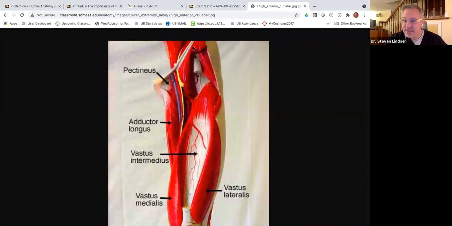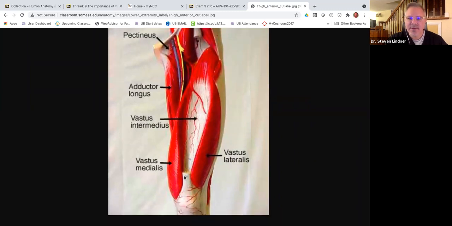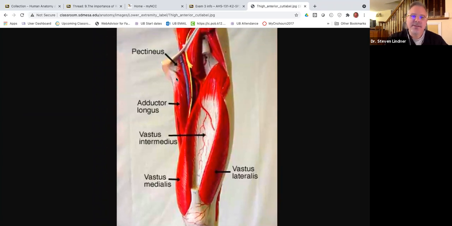This one here is the sartorius that's cut. This one here is the sartorius because it's pretty superficial. What's deep to it? That's the rectus femoris. Proximal tendon is the rectus femoris, the distal tendon. Here's your vastus lateralis, here's your vastus medialis, there's your vastus intermedius that was deep to the rectus femoris. Here is the pectineus, that is a hip adductor, and here's your adductor longus, another hip adductor.